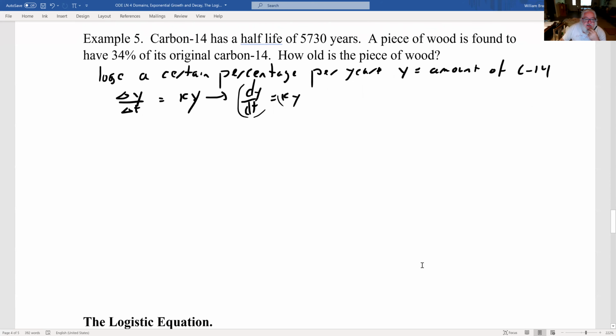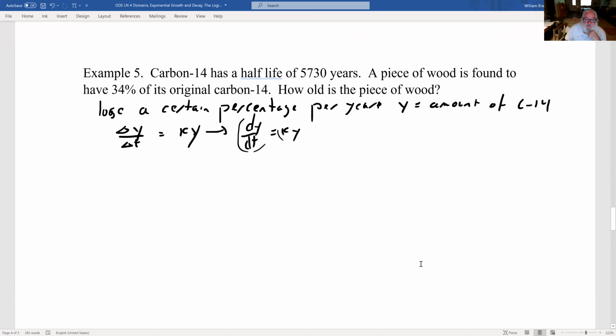So a piece of wood has 34% of its original carbon-14. How old is the piece of wood? Well, we've got this, and we have this statement, and we want to be able to answer this. So how can we do that? Well, half-life means that half of your initial amount has gone. So we know that the equation is y of t equals a e to the kt.